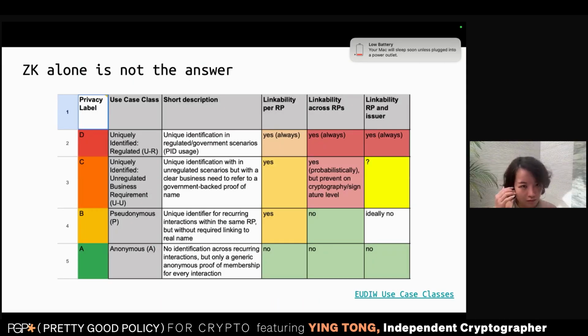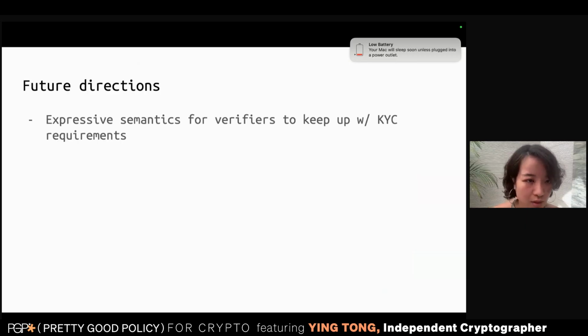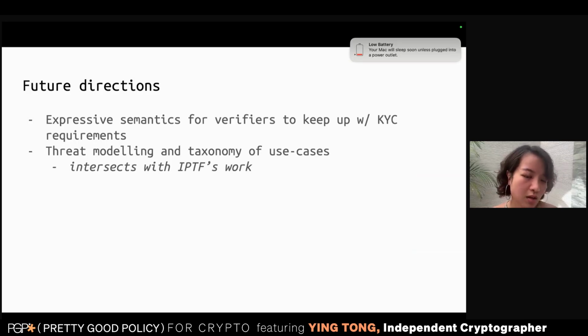I think there's a lot of work that remains. So the anonymous credential primitive is just one piece of the whole digital ID infrastructure. And it may not be suitable in every use case. So a more careful taxonomy of use cases and a more careful threat modeling or identifying their requirements would be very helpful.